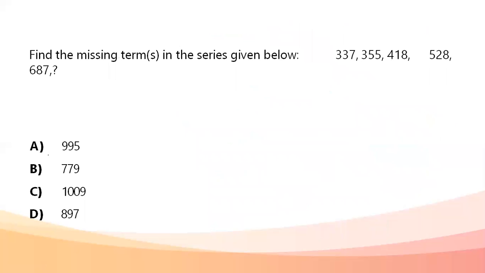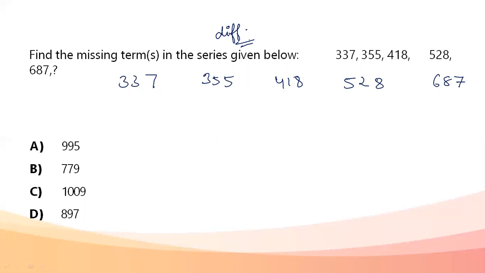Next, find the missing term in this particular series. So the missing term is actually the last term. The series is 337, 355, 418, 528, 687, and the next term is what we have to find out. Now, the first approach for any series is to look for the difference between the terms. If it was about something squaring, it would have been clear. We would have seen the terms and tried to make out it is regarding the square of the numbers. But 337, 355, 418, these don't look like squares.